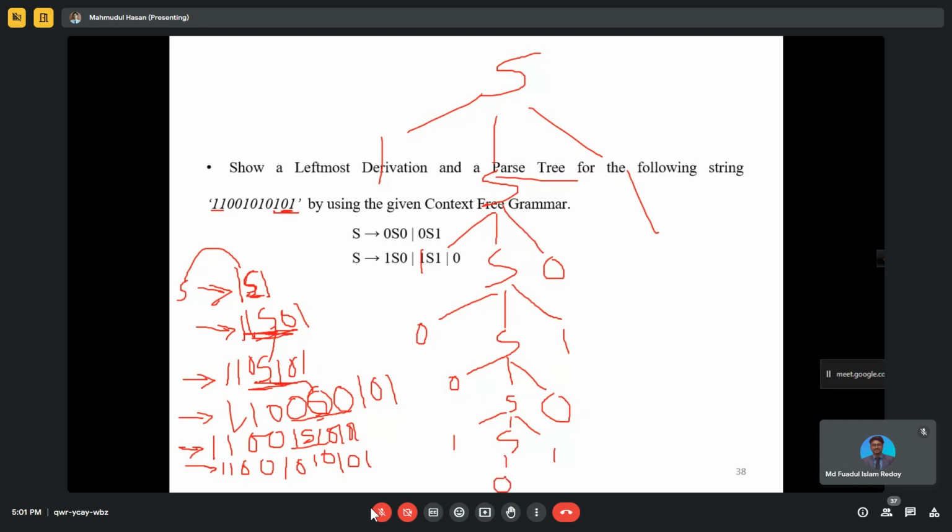So when actually your derivation is done, then this parse tree actually is very easy.